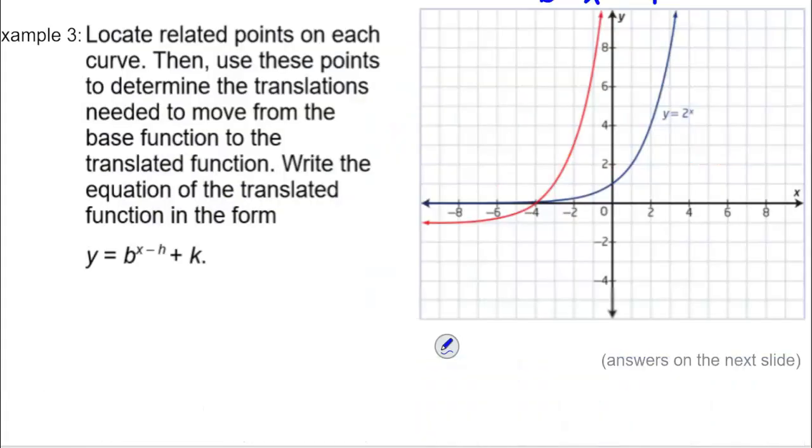Here we see a translation from the base blue graph to the red, and we are asked to write that function in the form y equals b to the power of x minus h plus k, where b in this case is the base. We see a translation from here over and then down, this point here. And so we can see a shift to the left of 4 and a shift down of 1.